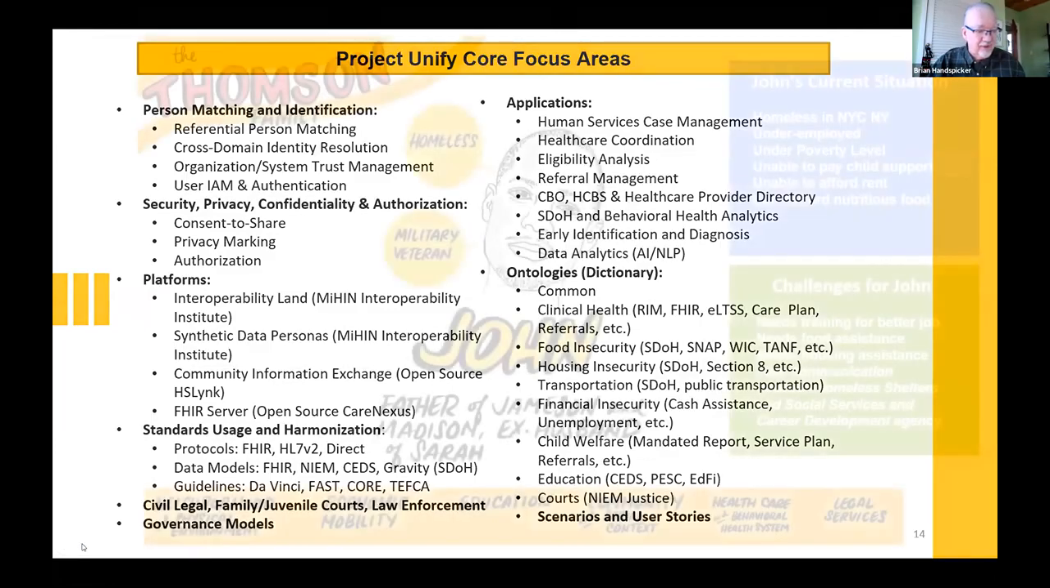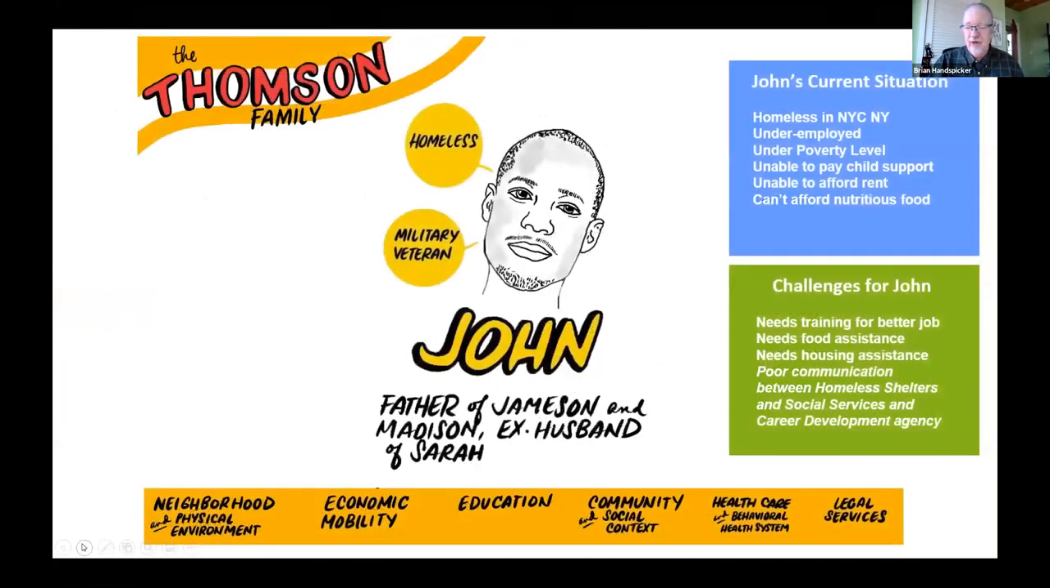Next slide. So today's demonstration is going to focus specifically on some of the challenges that John has. He's currently homeless in New York City. He's underemployed. He's under the poverty level. He just doesn't make enough money to support himself, let alone pay his required child support, which is causing problems for Sarah and his kids. He's also unable to afford rent or nutritious food.